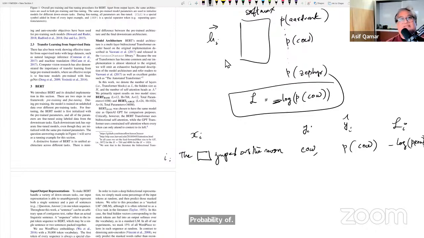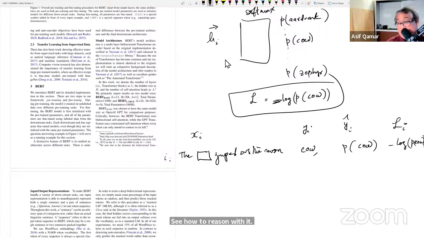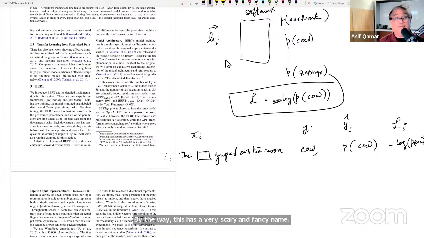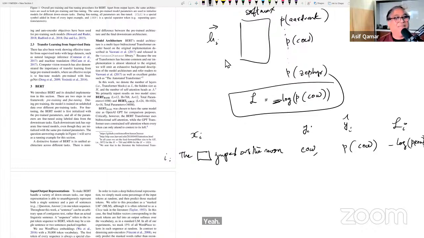Do you see how common sense it is? Math, therefore, is the most easy thing to understand if you just see how to reason with it. Is it making sense? By the way, this has a very scary and fancy name, negative log likelihood loss function. Has anybody heard that scary term? Negative log likelihood loss function. Well, that's all it is. I just gave you the intuitive understanding of that loss function.